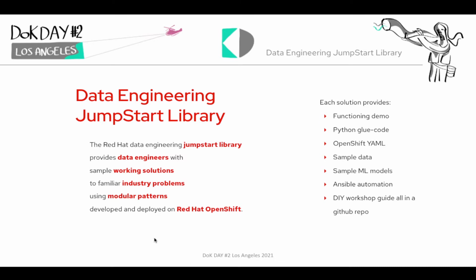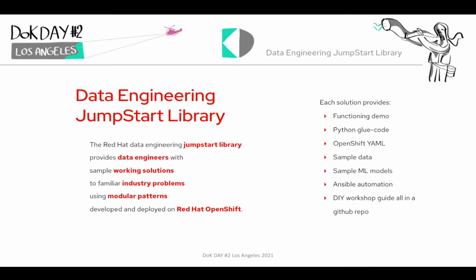The Data Engineering Jumpstart Library provides data engineers with some sample working solutions to familiar industrial problems using a modular pattern approach. This is all deployed and developed on Red Hat OpenShift. In this, data engineers will get a GitHub repository where you will have all the workshops and guides that can help you deploy a specific solution on OpenShift.